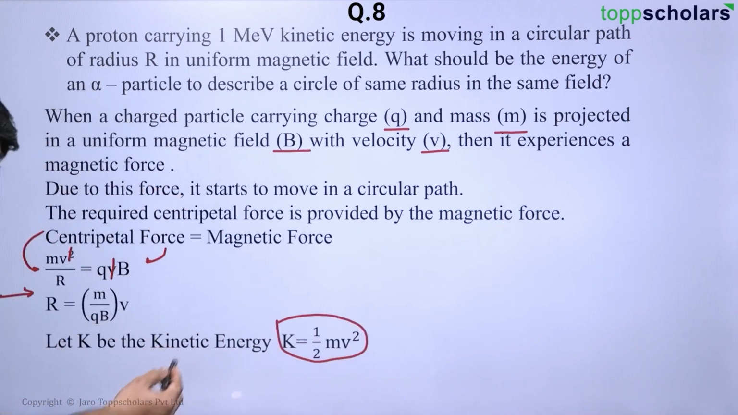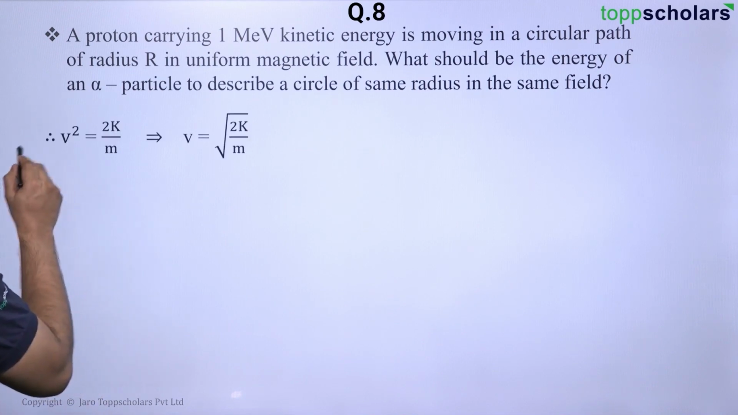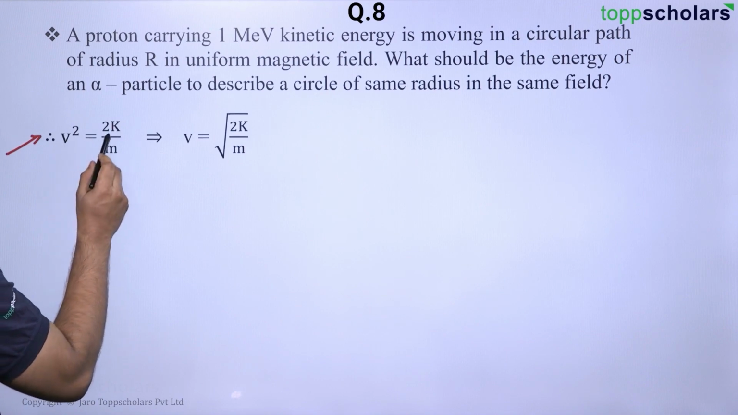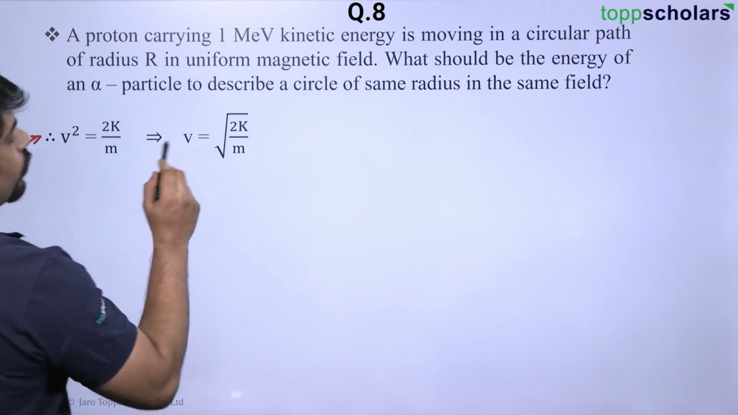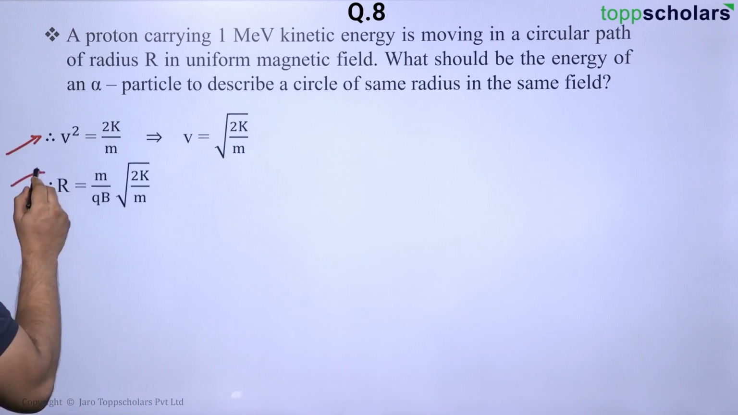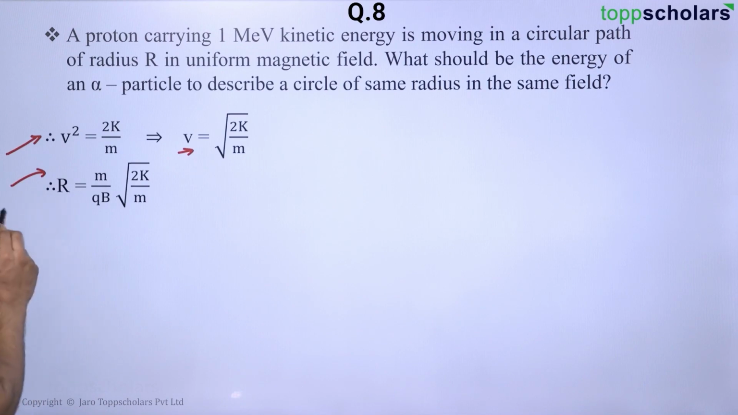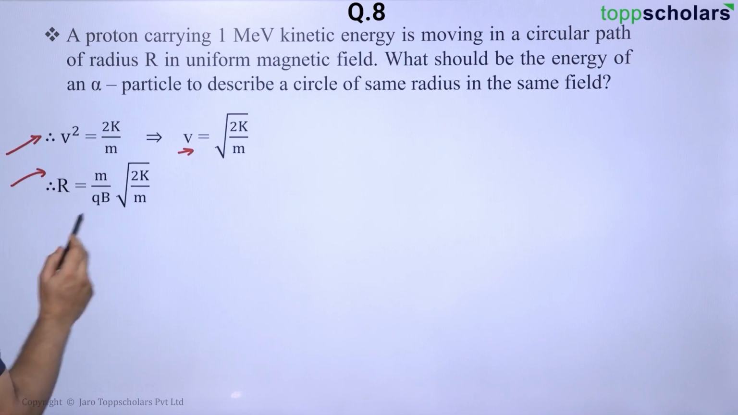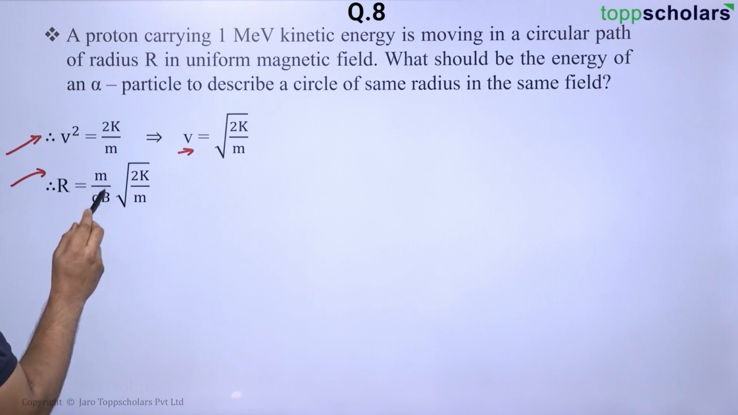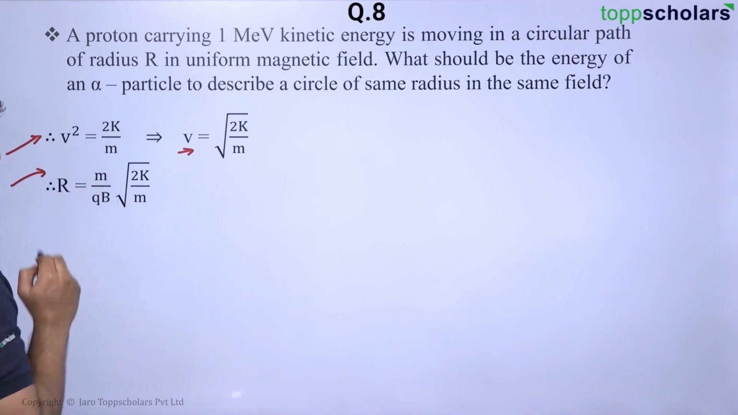Now let's say that K is the kinetic energy, and kinetic energy is nothing but 1/2 mv squared. This is the standard formula as we all know. From that equation of kinetic energy, we can write V squared is equal to 2K upon m, and therefore V is equal to under root 2K upon m. After putting this value of V in the equation of radius R, it will be m upon qB under root 2K upon m, because the formula was mv upon qB.